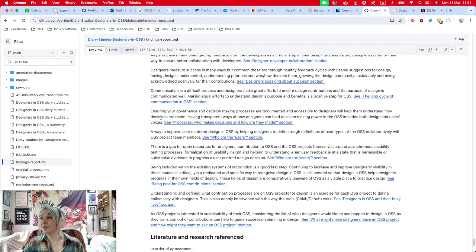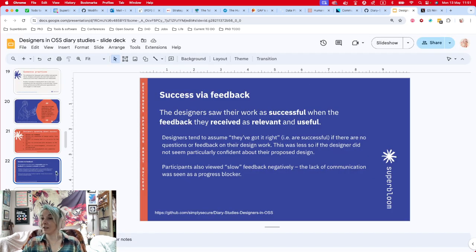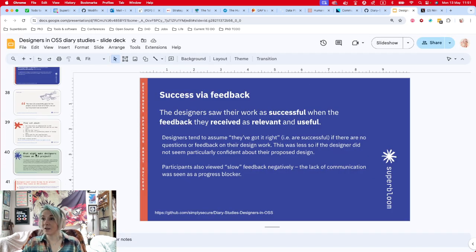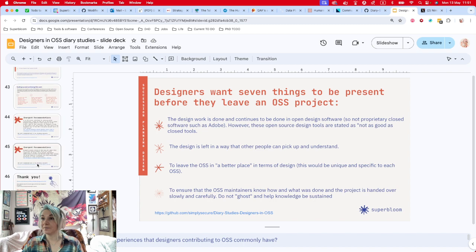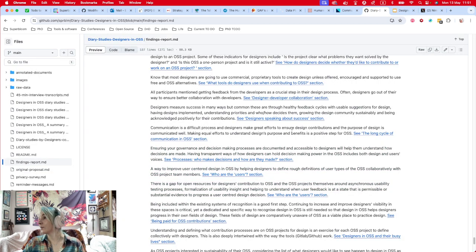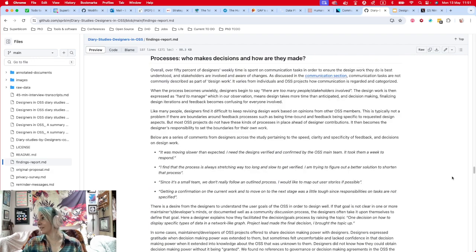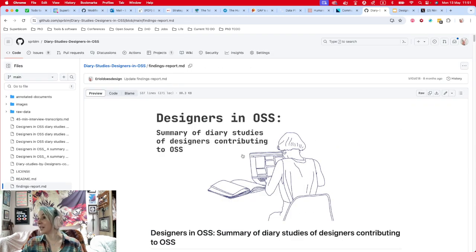And then it goes into all these recommendations, which are not as pretty in the Markdown folder as they are when you look at them in the slide deck, but they are still there. So there are lots of things that open source software projects can do to make things better. So that was 1 hour 50 minutes of rambling on in much more detail about the open source software designer diary studies.